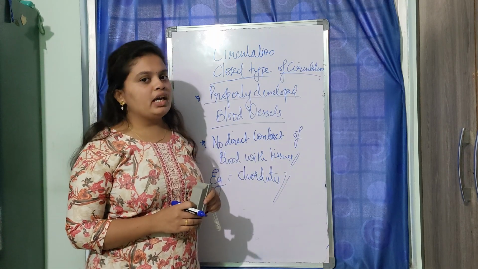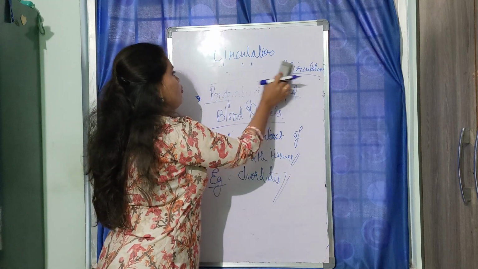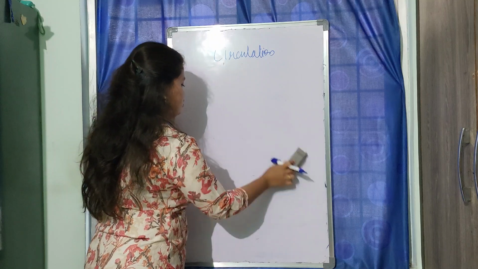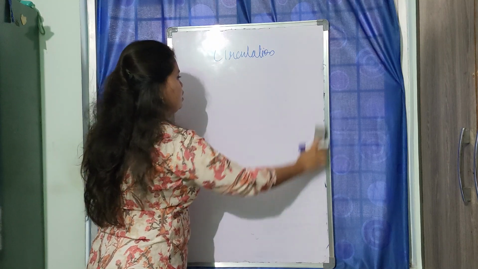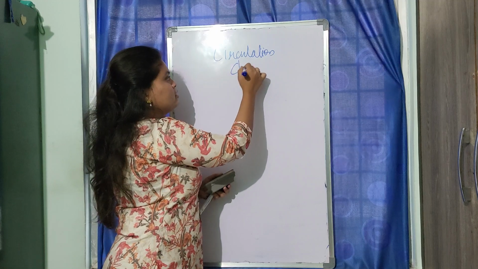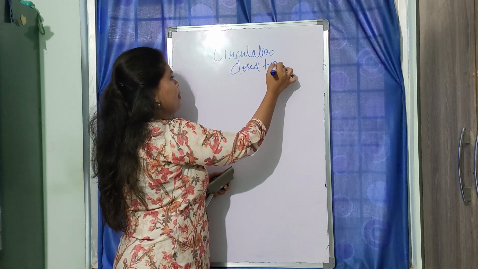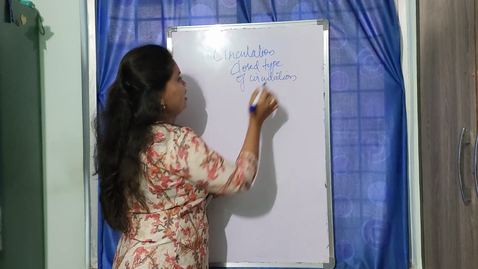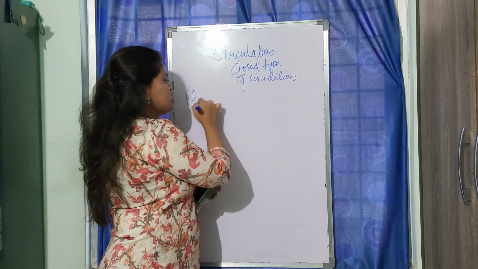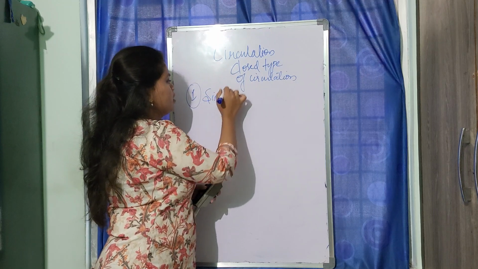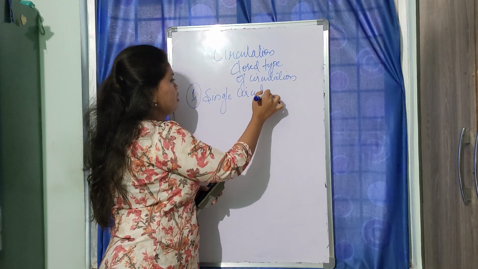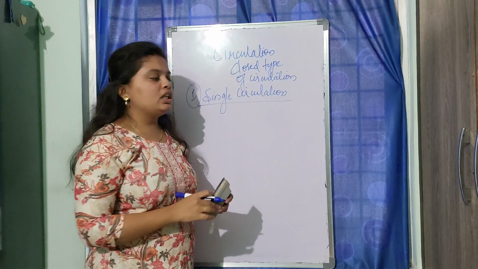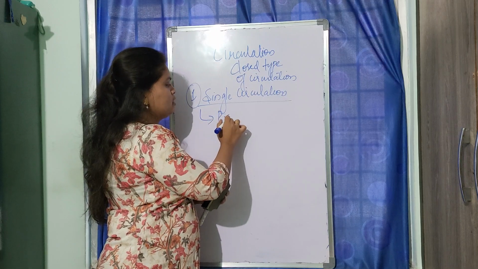Closed type of circulation again has types. Let us study about them one by one. In closed type of circulation, we have types. First one is a single circulation. This single circulation is seen in fishes. It is seen in Pisces.